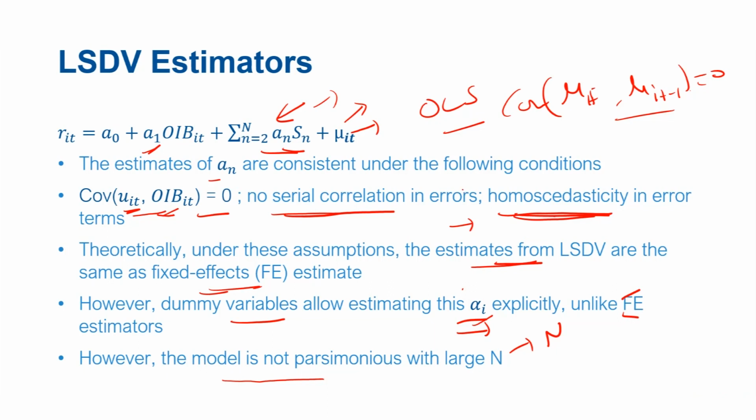To summarize, in this video, we examined the LSDV approach to panel data methods. We noted how to explicitly introduce dummy variables to account for the unobserved heterogeneity alpha in the model. We also saw that with certain assumptions, for example, the original error terms and the independent variable are not correlated, no serial correlation in errors, and homoscedasticity in error terms, the estimates from the LSDV method are consistent. However, with the introduction of more and more dummy variables, the model may not be parsimonious in nature.